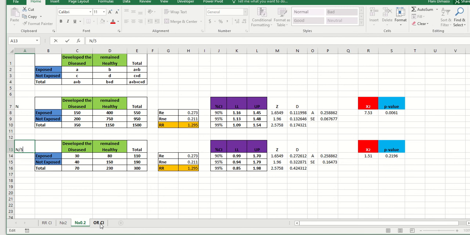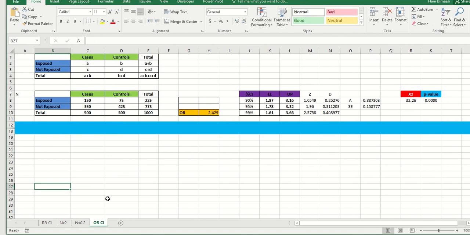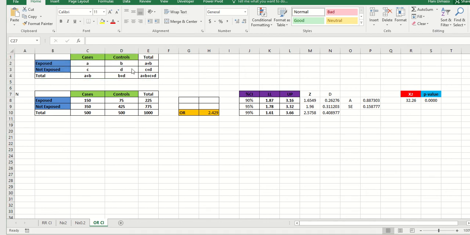Last one is the odds ratios with the confidence interval. Again, this is the same setup. I have 1,000 as a total. I picked 500, 500. Maybe no. Let me come back to this one when we cover the case control design, because this is set up for the case control design, not for the cohort, and I'll explain that when I come back to it in a moment.